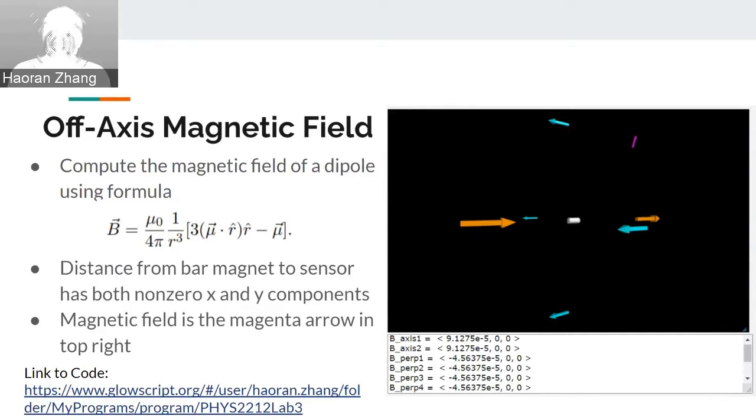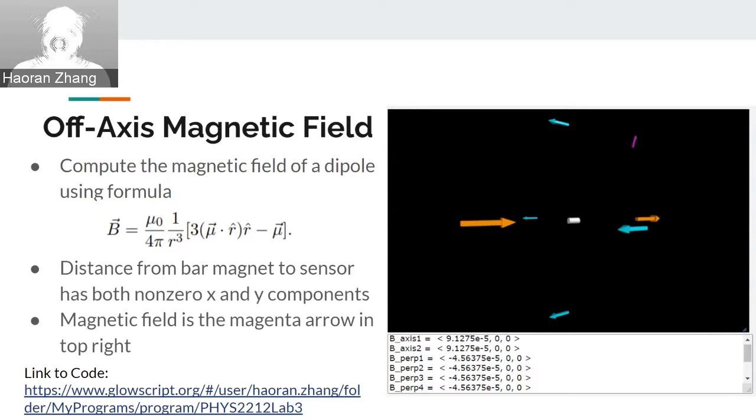In the second experiment, we compute the magnetic field of the bar magnet at an off-axis location. Down below is the link to my code implementation of the model. Feel free to have a look at it and follow along my explanation. To compute the magnetic field in the program, we use the formula on the screen. Note that now the distance from the bar magnet to the observation location, which is the sensor, has both non-zero X and Y components, and the actual magnetic field is the magenta arrow on the top right.